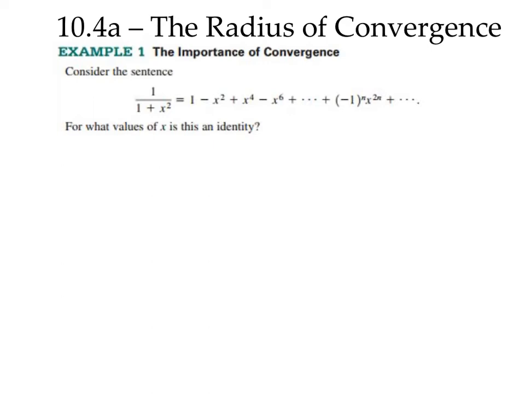Let's consider this equation here. 1 over 1 plus x squared equals 1 minus x squared plus x to the fourth minus x to the sixth plus dot dot dot. I want to start by reminding you that this has the form a over 1 minus r, where a is 1 and r is negative x squared. And we know that's the formula for a geometric series.